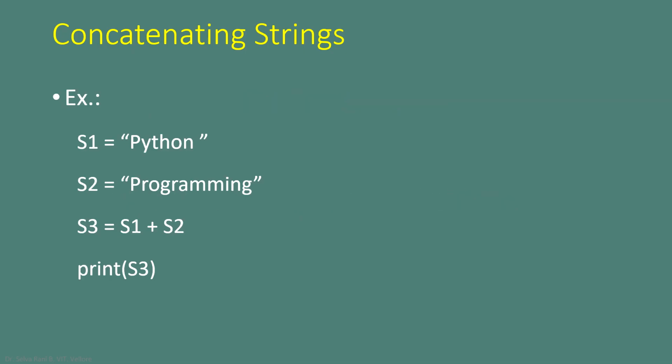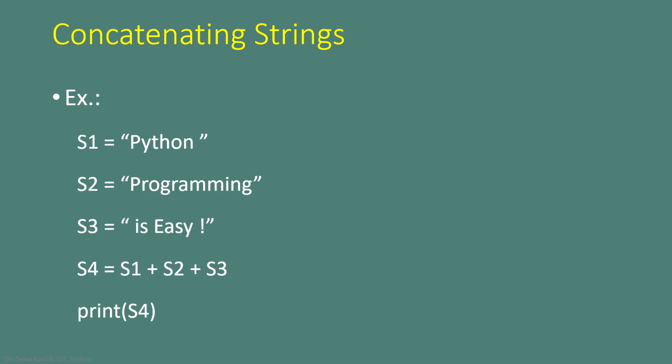Let's see an example. Let S1 is equal to Python, and at the end of Python we have a space. S2 is equal to programming, and S3 is created by concatenating S1 and S2 with the help of plus operator. The last statement is to print the result after the concatenation. We'll be getting the output as Python programming. Here we have a space in between Python and programming because the space is the last character in S1.